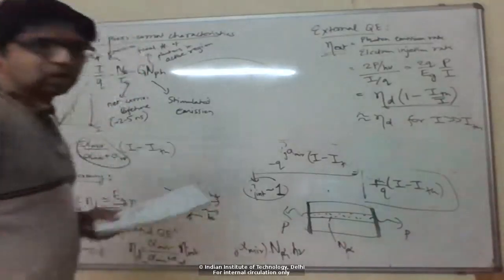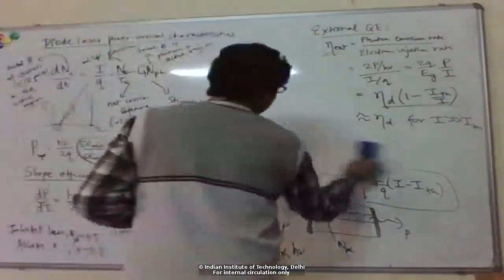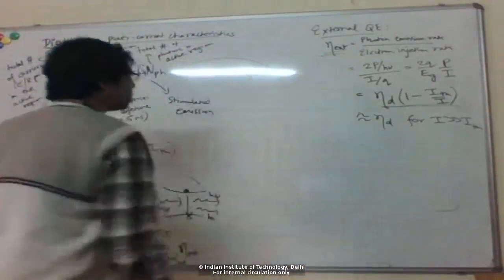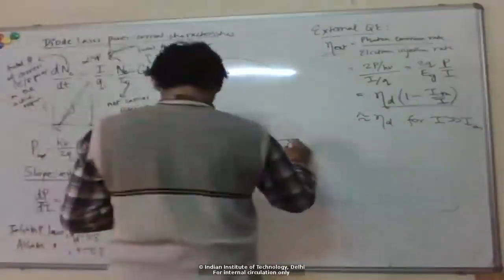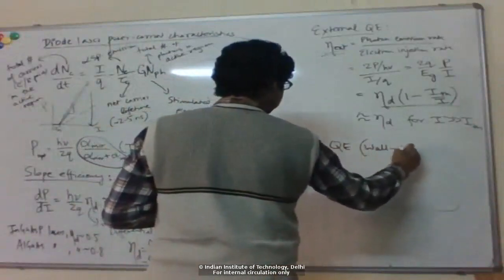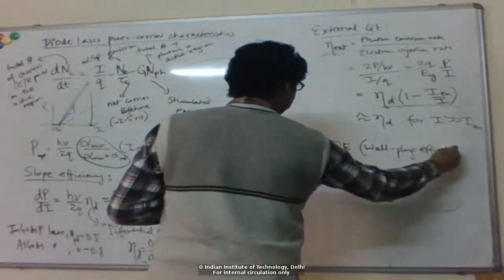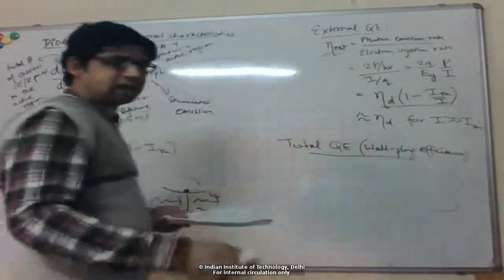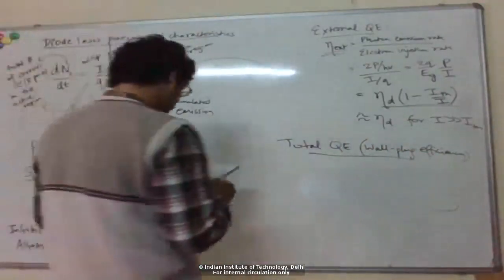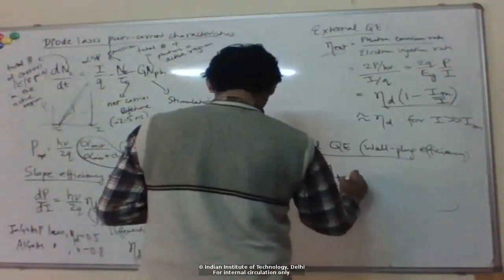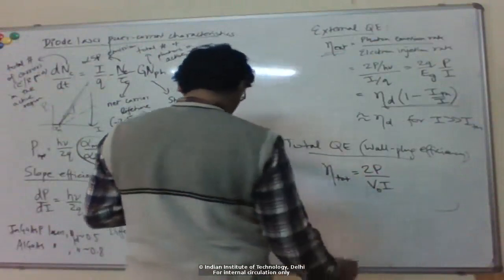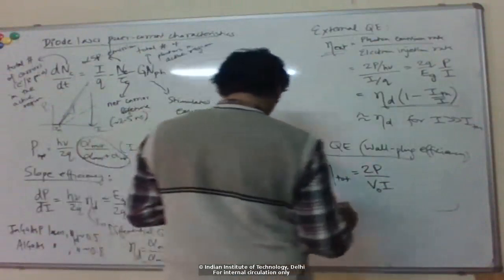Okay, and then finally there is something called the total quantum efficiency, or again, what is known as the wall plug efficiency. So this is like the total efficiency of the device, right? You plug it into a power source: what electrical power it's drawing versus what optical power it's emitting. Right, so this is the forward bias voltage V naught.